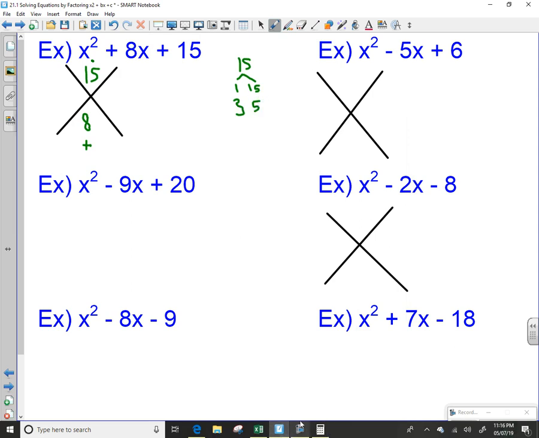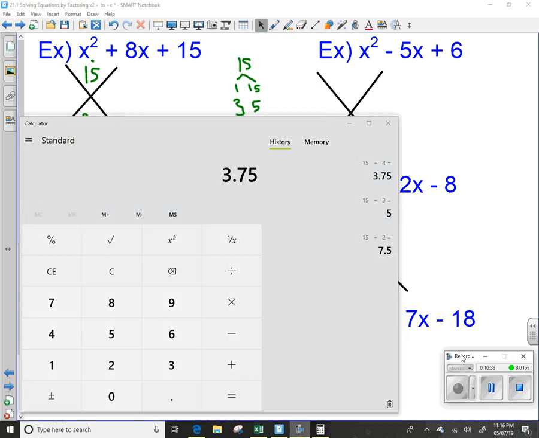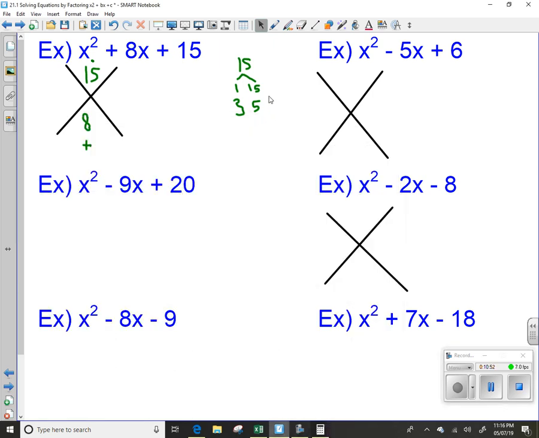Let me go back to the calculator and try 4. So I'm going to do 15 divided by 4, and you'll notice it gave us a decimal, so that one didn't work either. But the next number is 5, and I already have 5 listed. So that's how you know when to stop. That's how you know you have all your factors of these numbers.